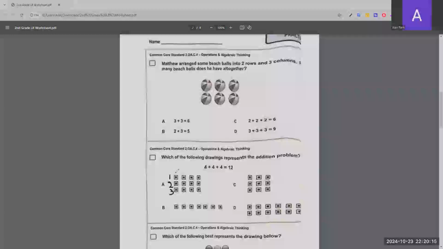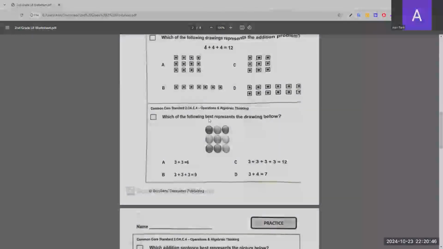So there are indeed 3 rows, and are there 4 squares in each row? 1, 2, 3, 4. So the answer for this one is A, because if you add up all the squares using the rows, it would be 4 plus 4 plus 4 equals 12, which matches up with the addition problem.